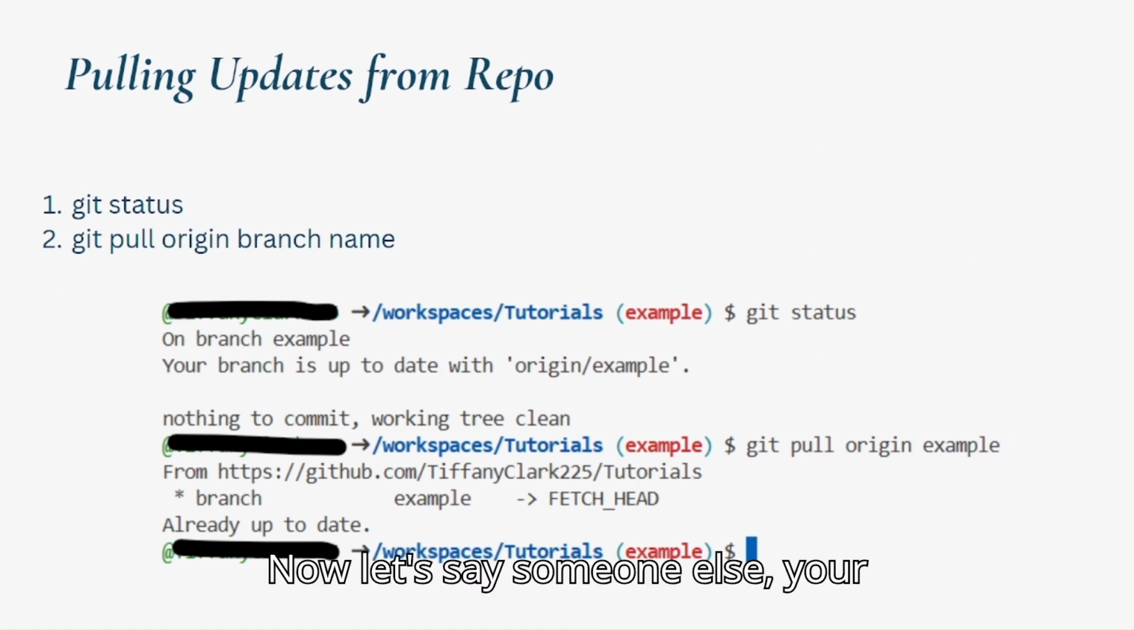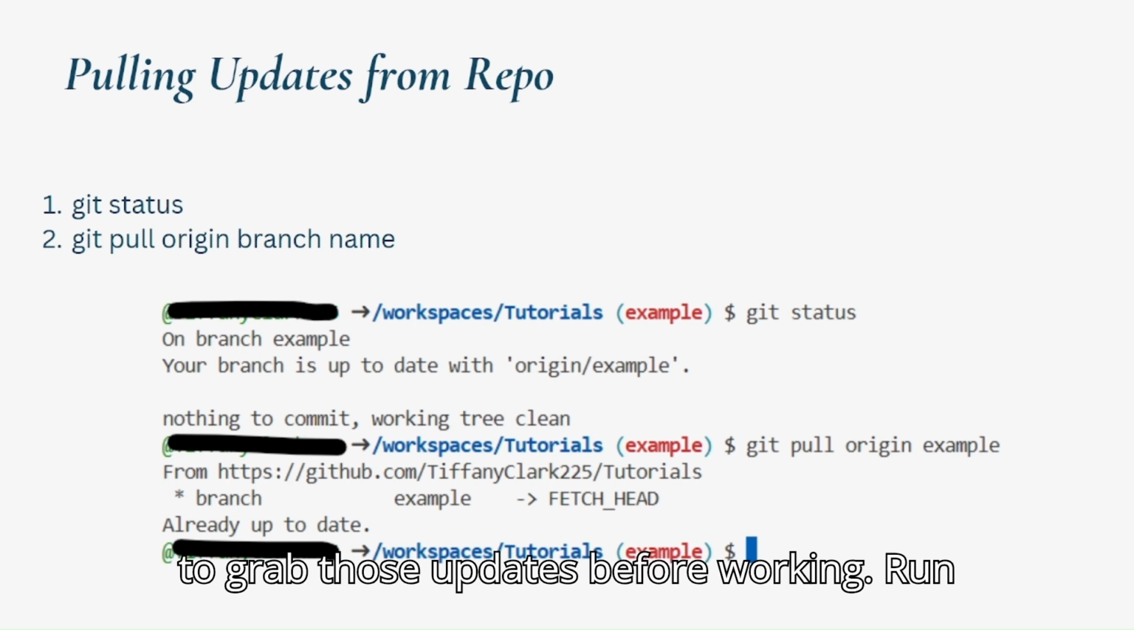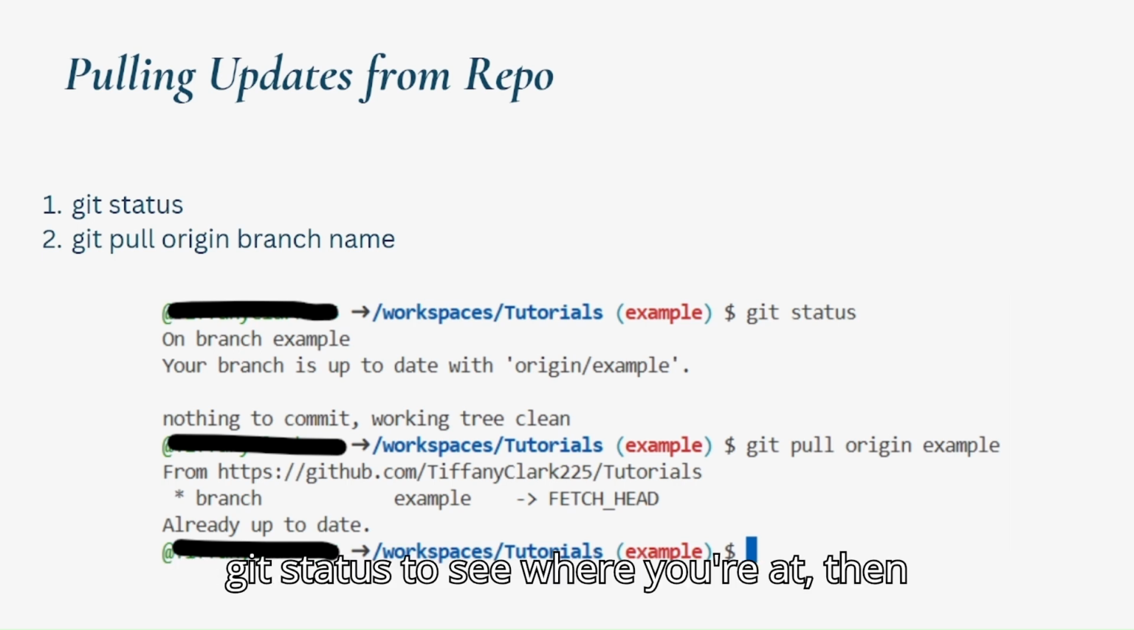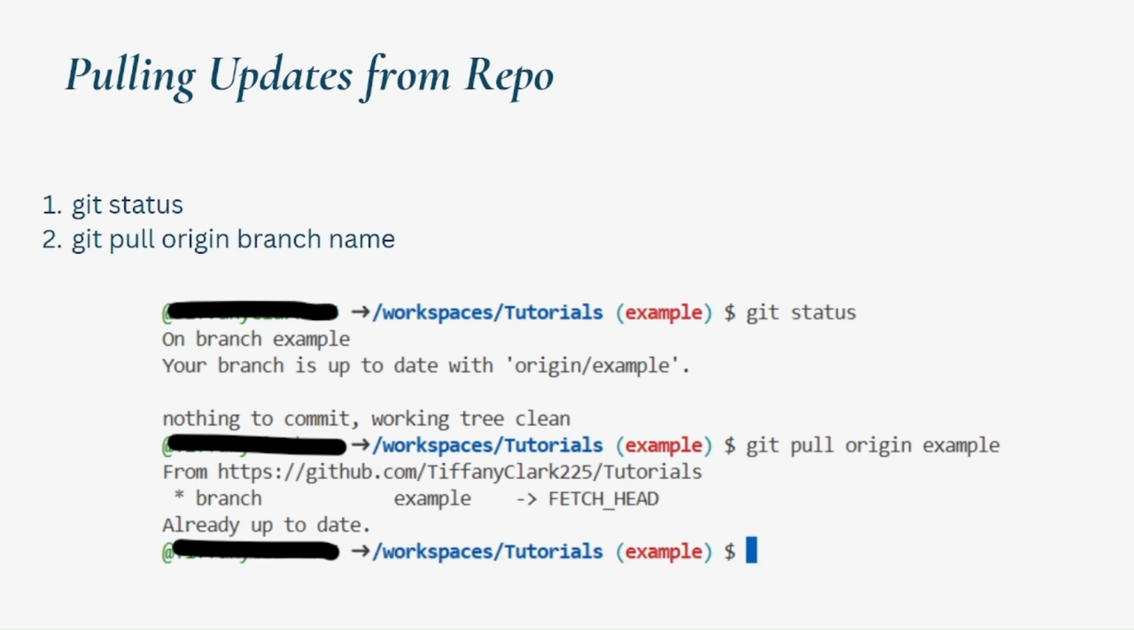Now let's say someone else, your colleague, made some changes and you want to grab those updates before working. Run git status to see where you're at, then use git pull origin branch name to sync with the latest version. Always pull before you push.